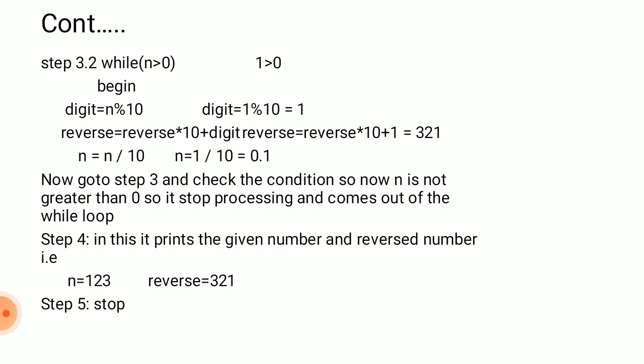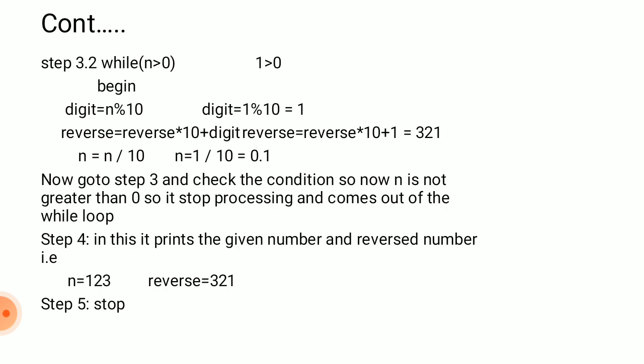So it will not execute these 3 statements. It stops processing, ends, and comes to the fourth statement. Okay. Now in the fourth statement it prints the given number and the reversed number. So what is the given number? Initially the number we have read, that is 123. After reversing, in the third loop, whatever reverse number you got, that is the reverse number, that is 321. Okay, so n is equal to 123, reverse number is equal to 321, and step 5, stop the algorithm.